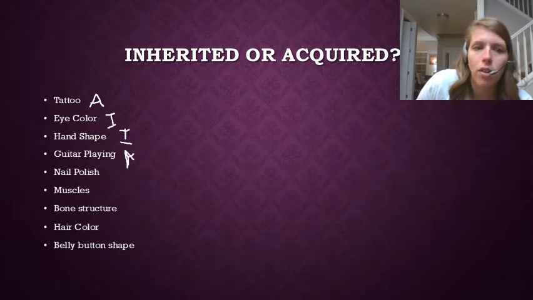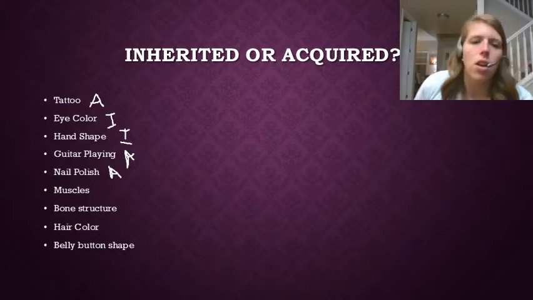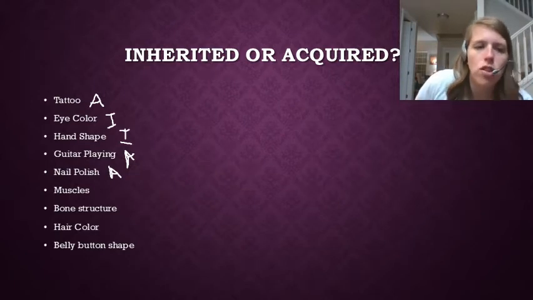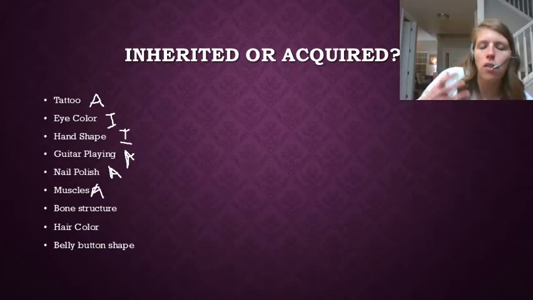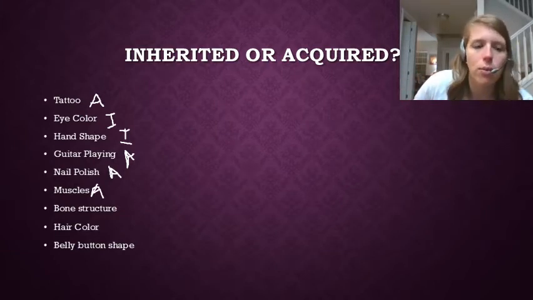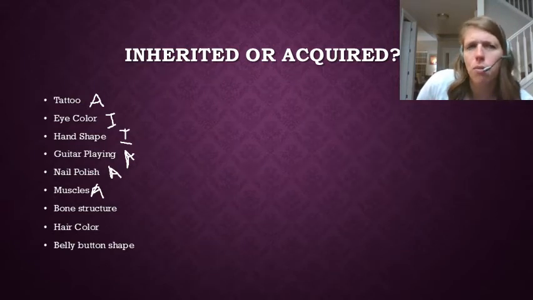Great, you said acquired. Very good. Nail polish, easy, acquired. Little babies don't come out of their mommies with nail polish on. How about muscles? This was tricky. It's definitely acquired, right? But there are some features of it that can be inherited too. Some people may have more of a capability of building strong, big muscles. But mostly it's acquired. I mean, you have to go get those big muscles.